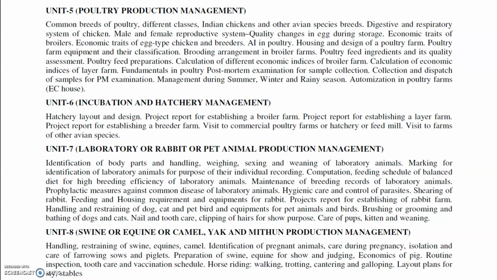In Unit 7, you will be mainly having practicals related to rabbit and pet animal production management, care of pups, care of litters, feeding and house management, maintenance of breeding records of laboratory animals, nail, tooth care, etc.